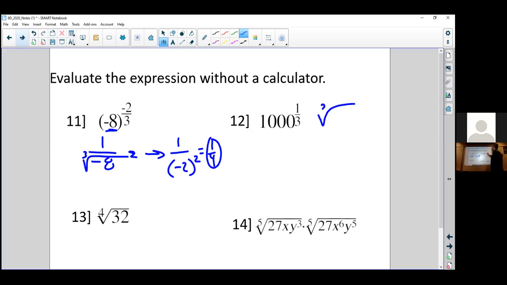This is the third root of 1,000. Third root of 1,000 is just 10 because 10 times 10 times 10 is 1,000.